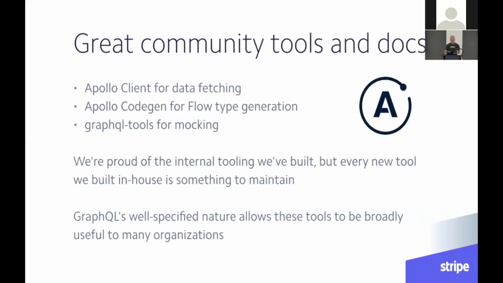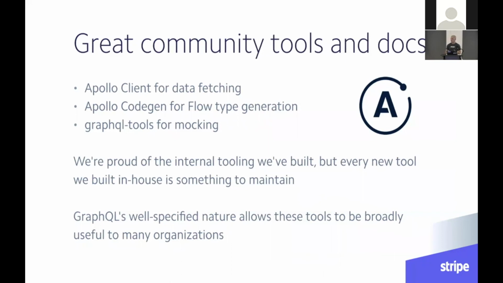So with the community tools and docs, we're using Apollo Client for the data fetching on the front end, Apollo CodeGen for Flow type generation, GraphQL Tools for mocking, and GraphQL Ruby for the API, which I should probably have listed on this slide. We're really proud of the other internal tools that were built, including the tools I've mentioned today.